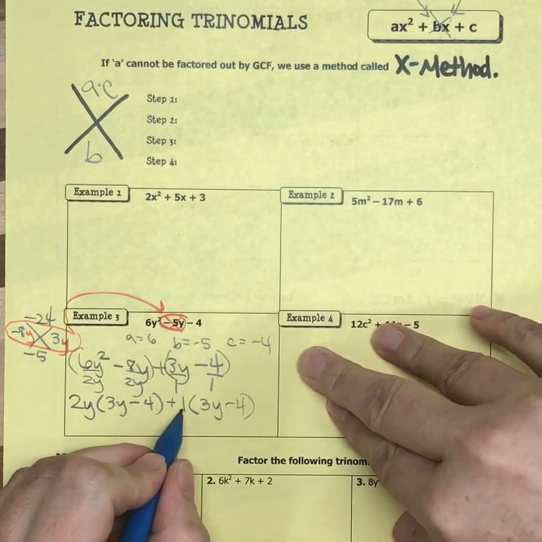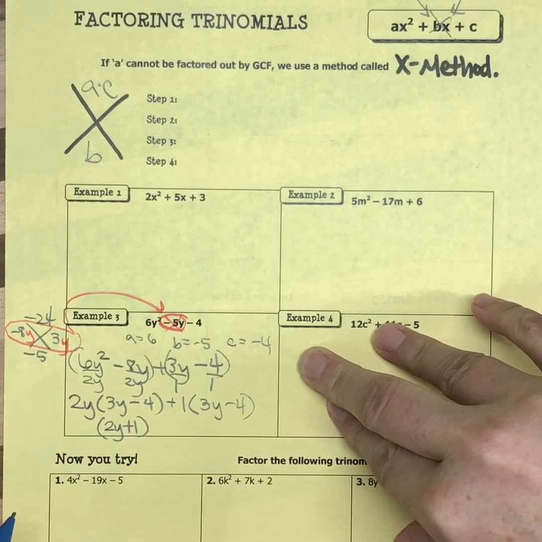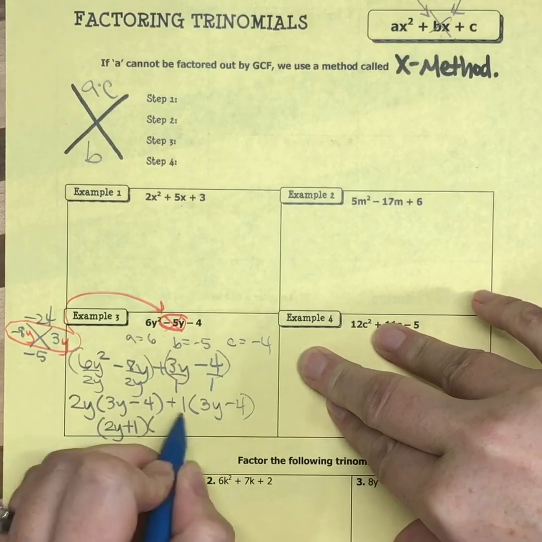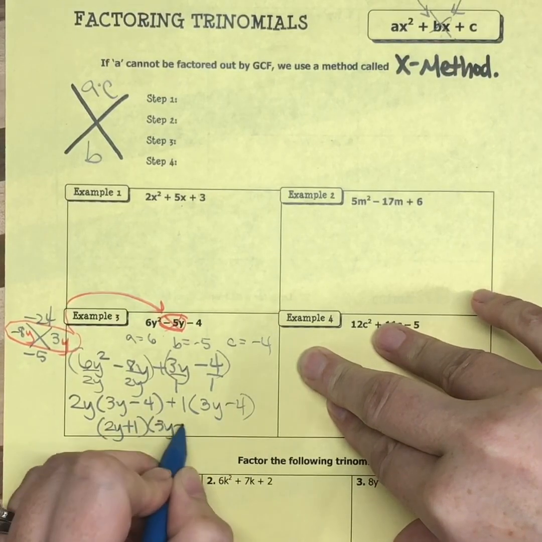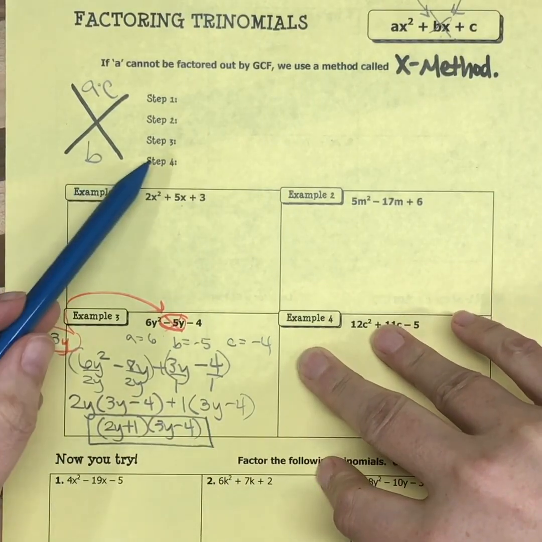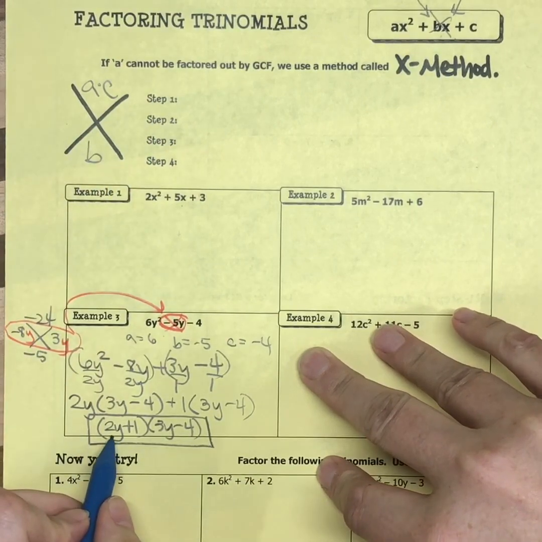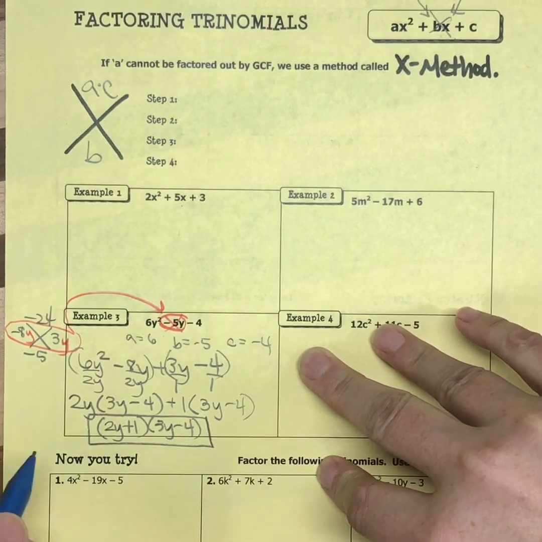Now the 2 GCFs, the 2y and the +1, form one factor, and then the one that was in common, the 3y minus 4, is the second factor. Now step 4, and we'll fill this in later, you can do double distribution to check.